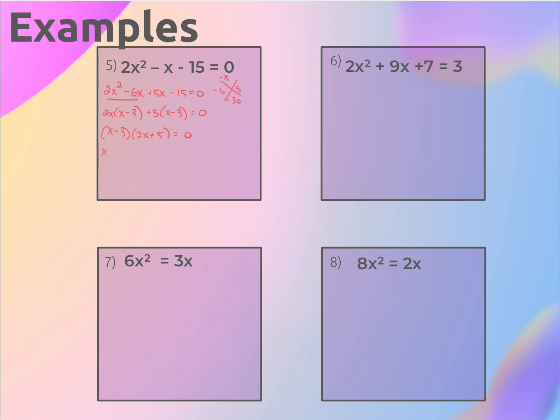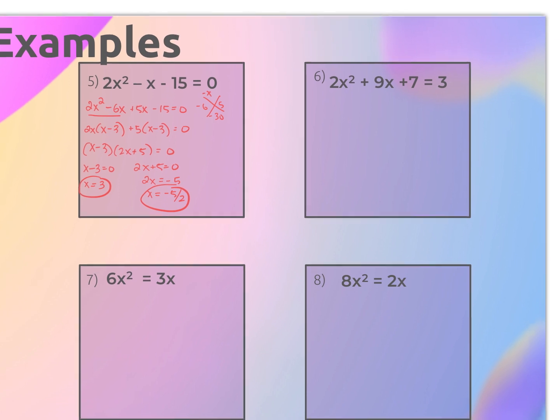Once I factor, I set each factor equal to 0, and I get my solution. So x is 3, and 2x plus 5 equals 0. 2x equals negative 5, and x equals negative 5 over 2. So those are my two solutions for this problem.